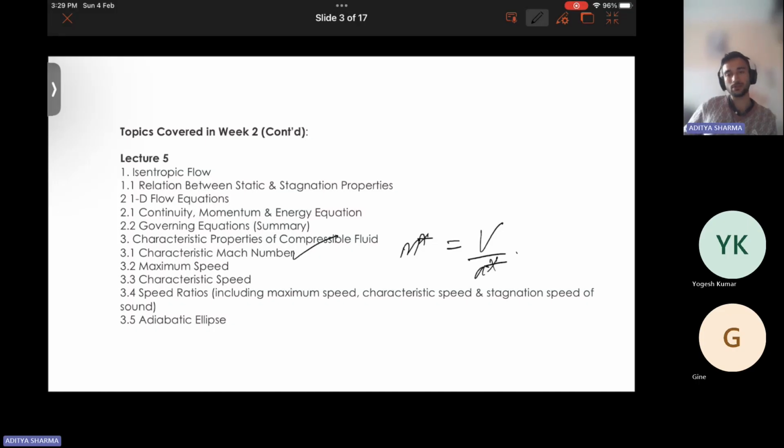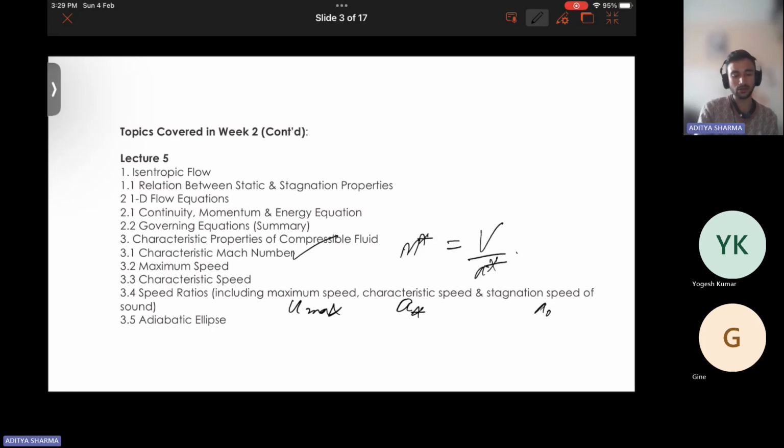Then speed ratios were discussed. So this was U max, and then this was A star, and this was A naught, the stagnation speed of sound. Based on these three properties, we introduced some ratios that prove to be handy when we are dealing with compressible flows.